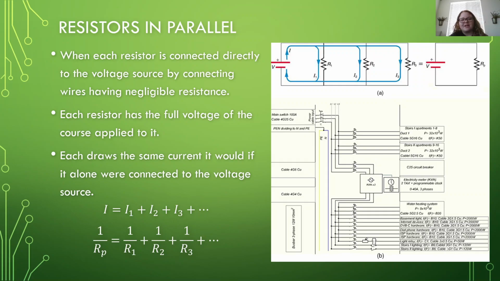Let's start talking about resistors in parallel circuits. This is when each resistor is connected directly to the power source or the voltage source by connecting wires that have negligible resistance. And each resistor has the full voltage of the source applied to it.